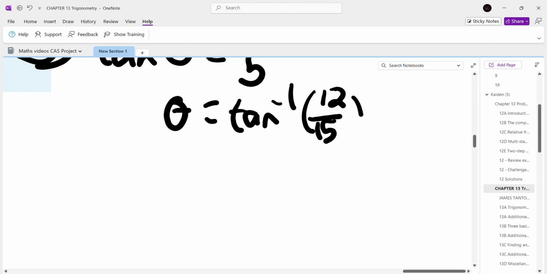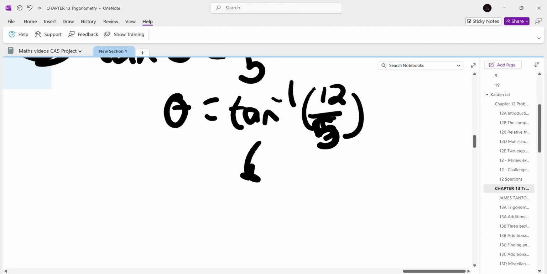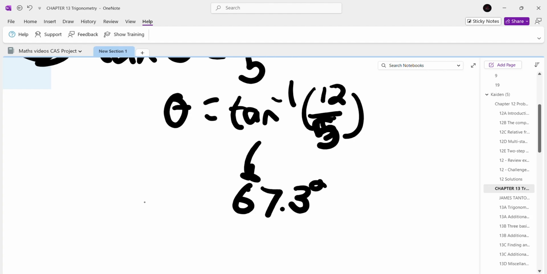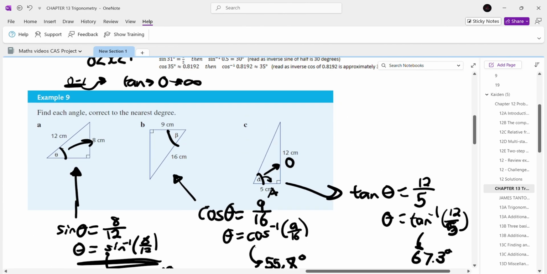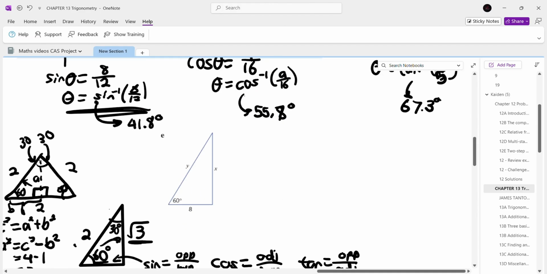Finally, the inverse tangent of 12 over 5. We're just going to plug in tan minus 1 of 12 over 5 on our calculator right there, which is approximately 67.3 degrees. And this is how you're able to find the value of these three trigonometric ratios.